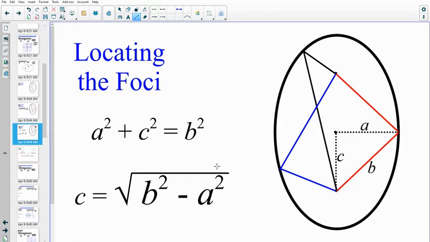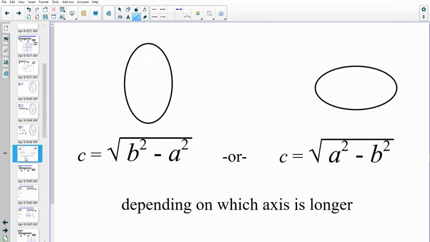Now, if none of that made sense, and you want it to make sense, go back and watch it again, maybe slow it down, pause it to think about stuff. If you just want to make sure that you do well on the test or the quiz, here it is. To find the distance from the center to one of the foci, it's just the square root of either b squared minus a squared or a squared minus b squared. It just depends which one's bigger.